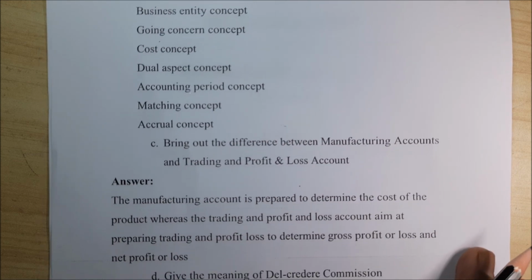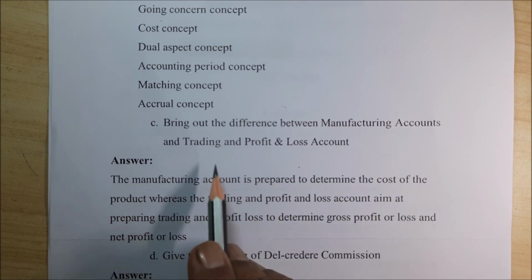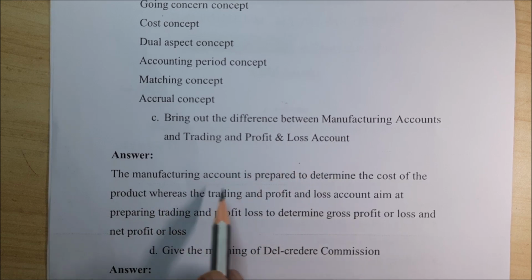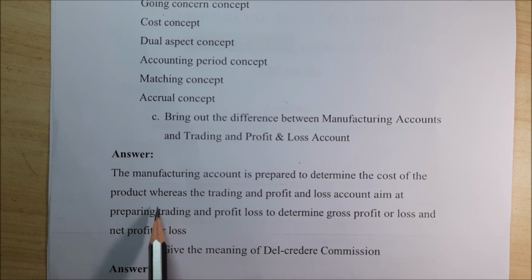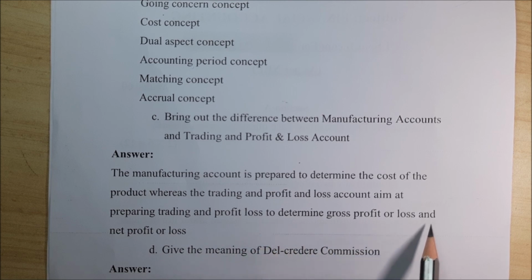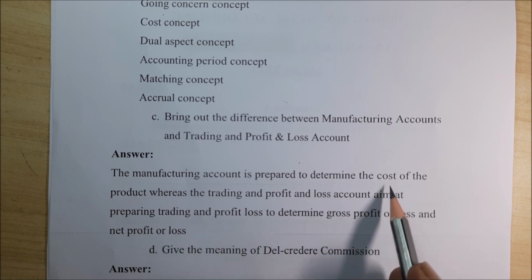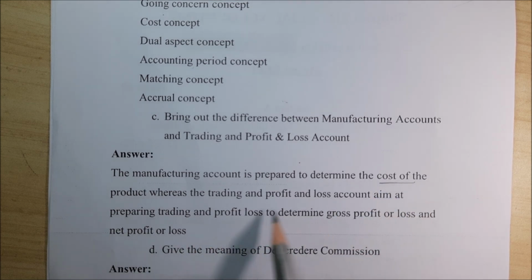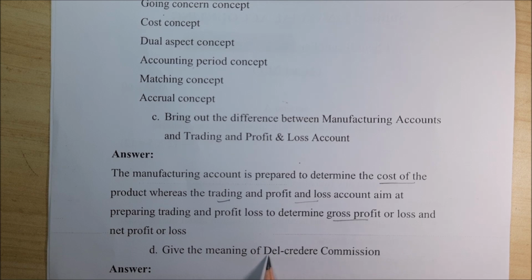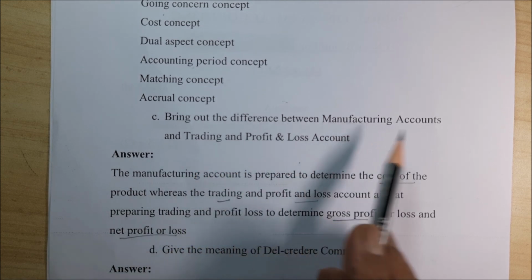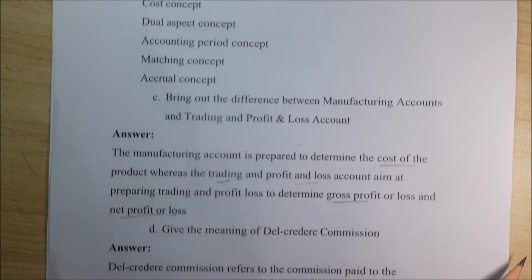Bring out the difference between manufacturing account and trading and profit and loss account. The manufacturing account is prepared to determine the cost of the product, whereas the trading and profit and loss account is prepared to determine gross profit or gross loss and net profit or net loss. Here only the cost is found out. Here you have the trading account and the profit and loss account. The trading account is prepared to find out gross profit or gross loss, whereas the profit and loss account is prepared to find out net profit or net loss. That is the difference between the manufacturing account and the trading and profit and loss account.